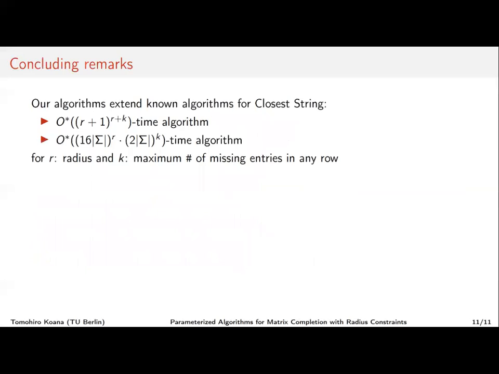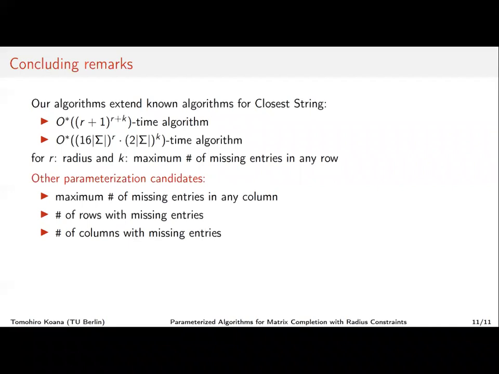Okay, let's wrap up. We've shown that for minimum radius matrix completion, there's an algorithm running in R plus 1 to the R plus K time. And there's another algorithm that generalizes the one for closest string. We focus on the parameter, the maximum number of missing entries in any row.